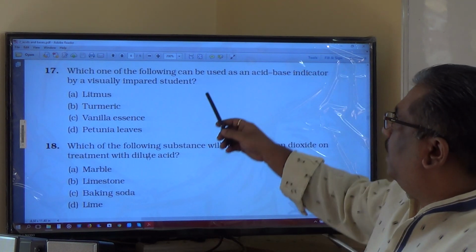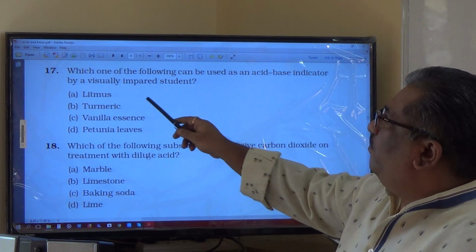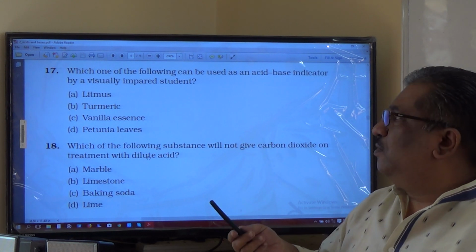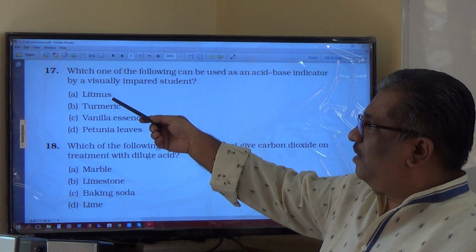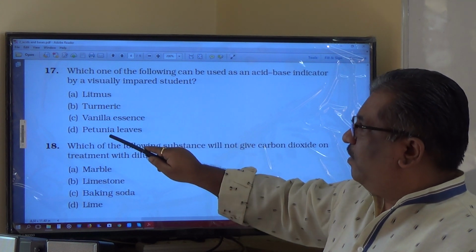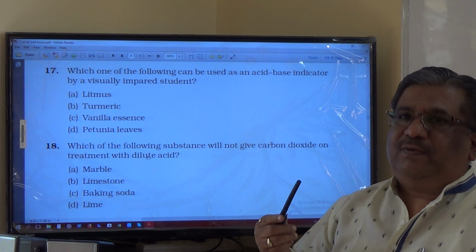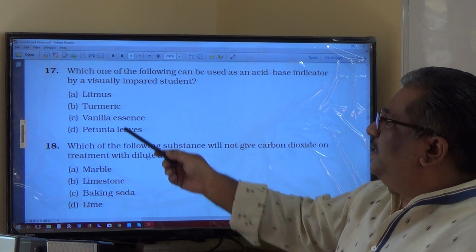Which of the following can be used as an acid base indicator by visually impaired students? Visually they are impaired, so what can you use? Vanilla essence, litmus, turmeric, petunia leaves require people with visibility. So vanilla essence, by its odor, and therefore C is the answer.